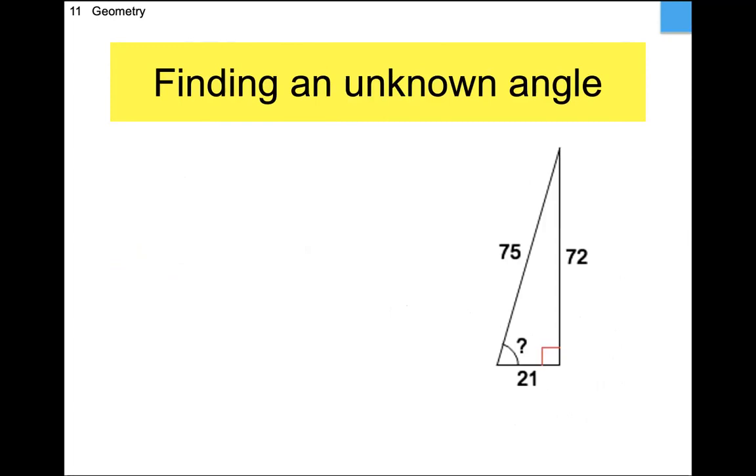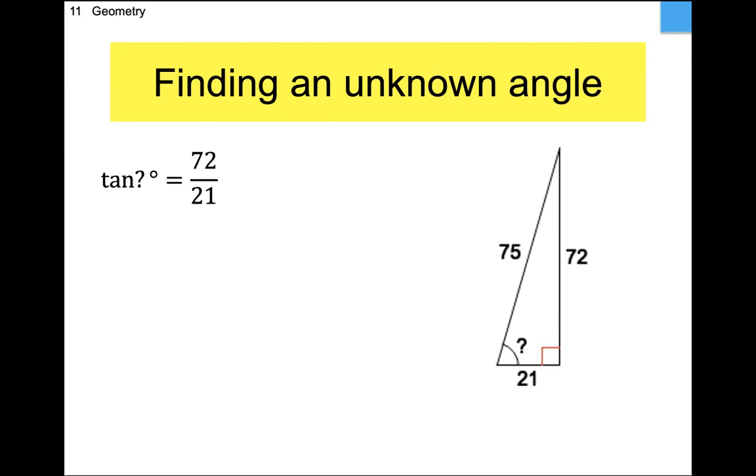All right, one more. Let's see. I got a question mark there, so that must be my unknown angle. Look, they gave me all three sides there. So when they give you all three sides, make sure you pick the two that you need. In relationship to the question mark, the opposite and the adjacent would be 72 and 21, not the 75. The 75 would be the hypotenuse. Tomorrow we learn our last two trig functions. Those are going to deal with the hypotenuse.